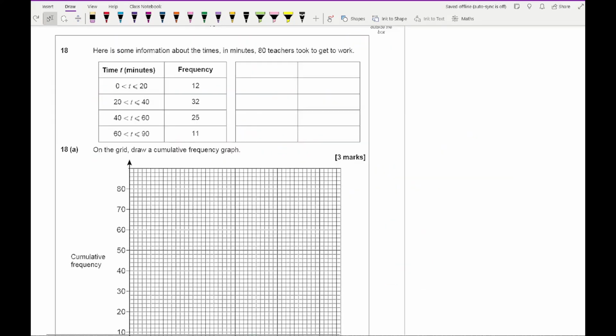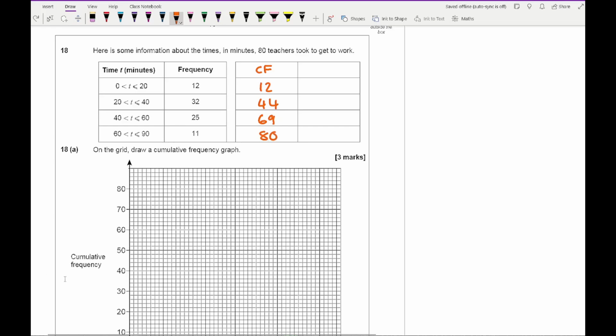And there we go. Now moving on to question 18, it says here is some information about the times in minutes 80 teachers took to get to work. And question 18a is asking us on the grid to draw a cumulative frequency graph. So the first thing I need to do is work out my cumulative frequency values. So here is just a running total, so that's going to be 12. 12 plus 32 is 44. Then we've got 25 plus 44, which is 69, and 11 plus 69, which is 80.